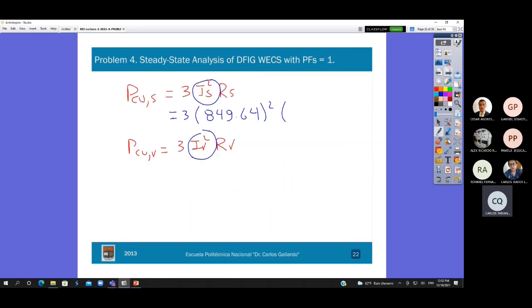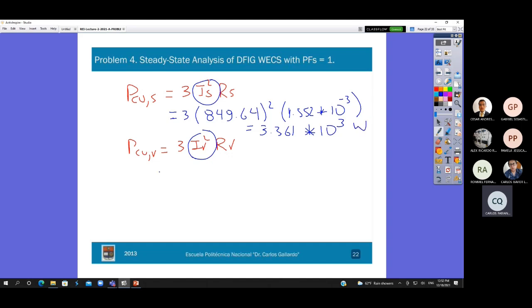So substituting the value, I will have 1.552 times, because I have milliohms, I will use this conversion factor. The same for the rotor. Let's compute this. The stator winding losses is equal to 3.361 times 10 cubed. This is watts.